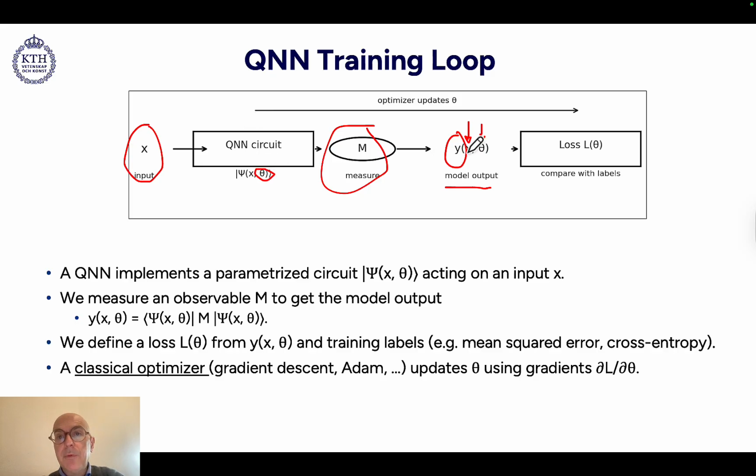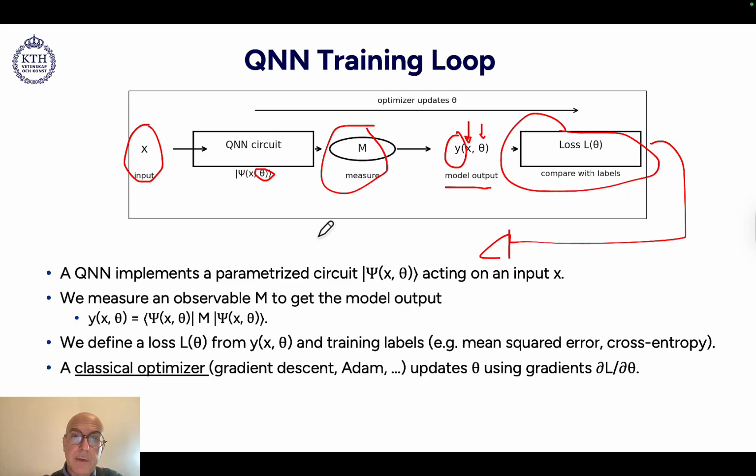After we have the measurement, we can calculate the loss function, given what is the label and what is the error with respect to the label. So this is one forward step. What we typically do in a quantum neural network is to have a classical optimizer in the loop that calculates the new values for theta and introduces them into the parameterized quantum circuit. So we use the classical optimizer, maybe gradient descent or Adam, to update the theta values using the gradients.